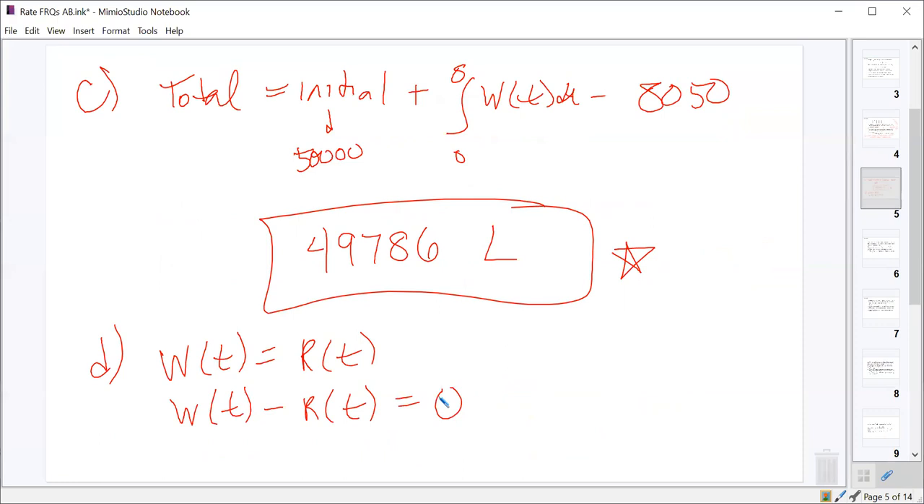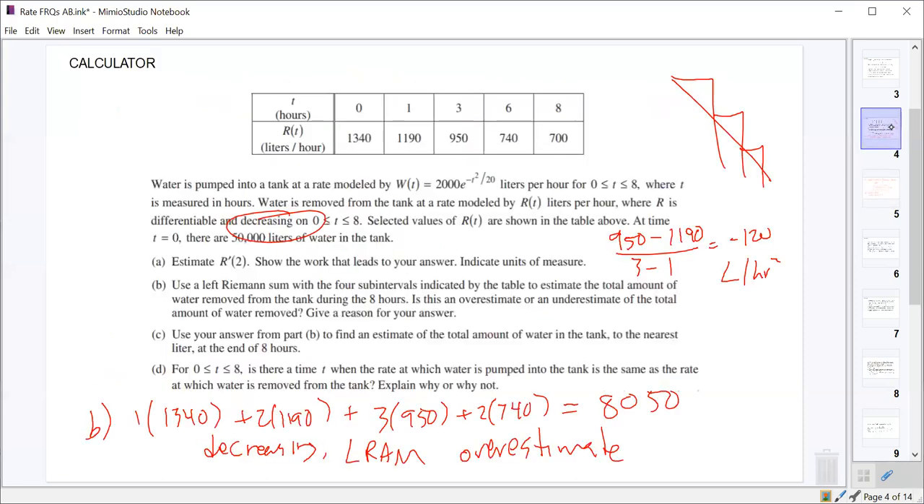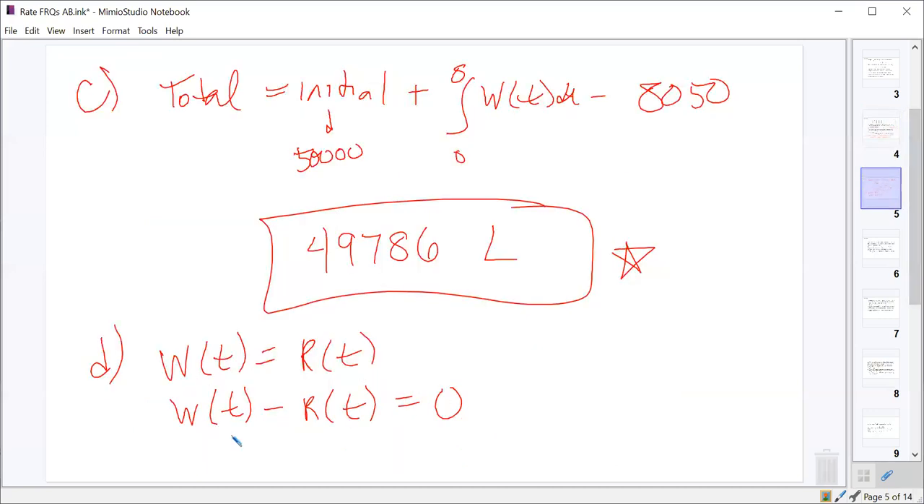True? Do y'all agree with that? Or R minus W, either way. W minus R or R minus W would need to be 0. Right? Effectively, the rate of change would have to be 0. Yeah, that's what it's saying here, right? Is that the rate that it's pumped in is the same as the rate that's pumped out, right? That would mean that there is effectively no rate of change of the water in the tank. So we need this function, W minus R, to equal 0.